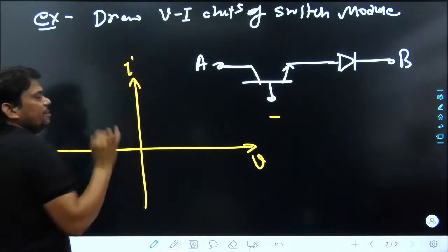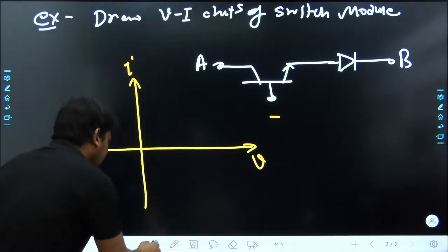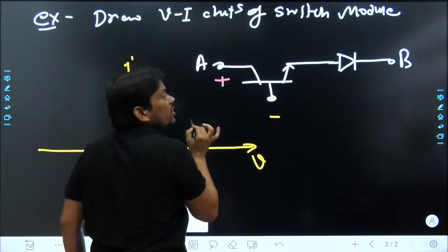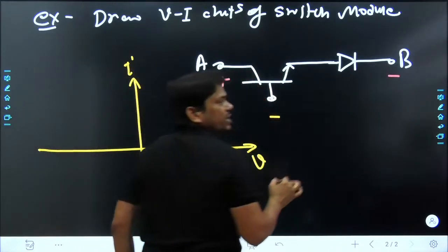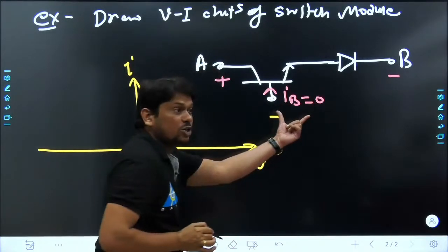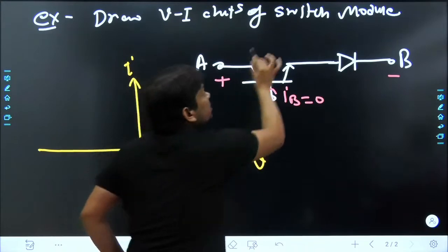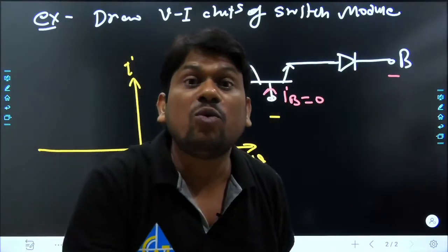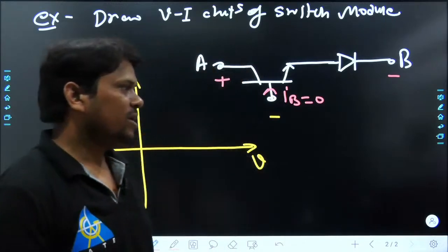Now first question, my dear friend, everyone listen carefully and tell me: if we apply positive voltage here, negative voltage here, but we are not applying base current, the base current is 0, then tell me, this switch module will be on or off? Simple question. This switch module will be on or off? Think over it and tell me.